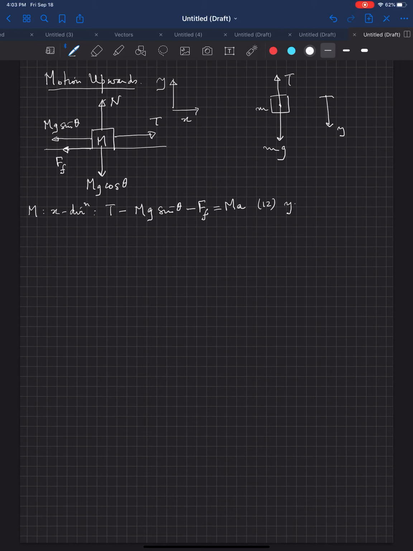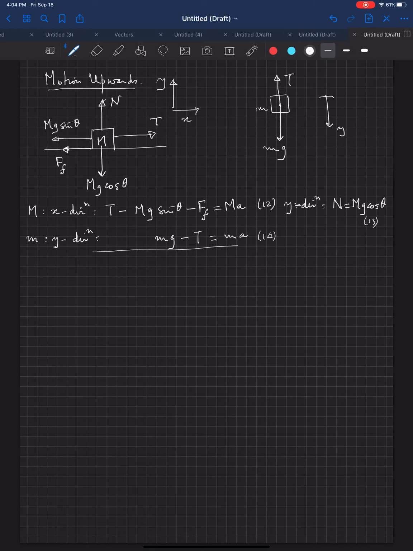Now in the y direction for this object, N equals mg cosine theta. For the object of small mass m, we're just talking about the y direction. Okay. Remember, the object is going down, so my equation becomes mg minus T equals small m times a. So if the previous equation was 13, then this equation should be 14.